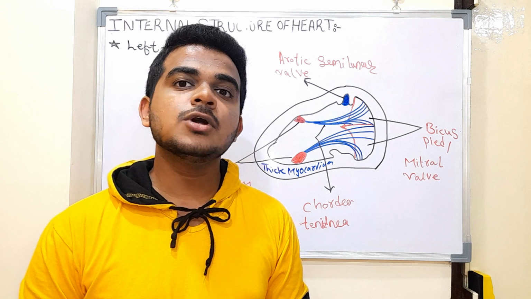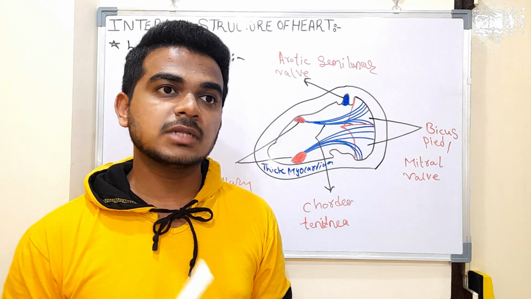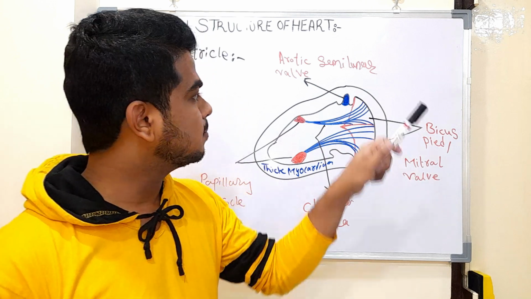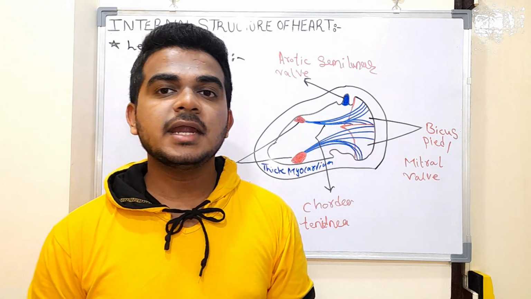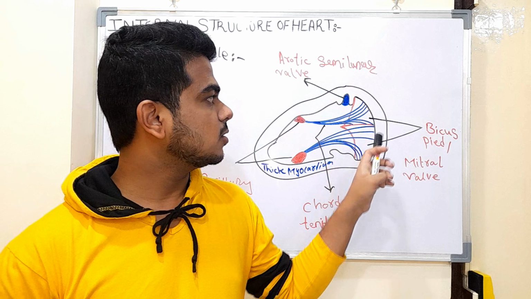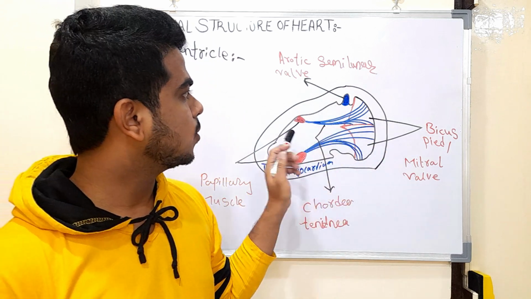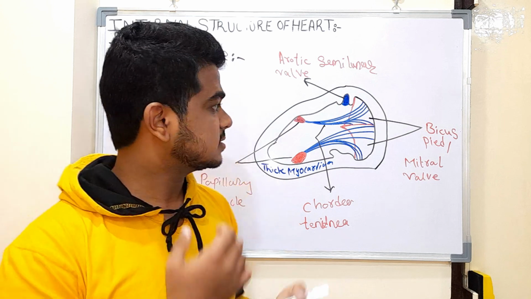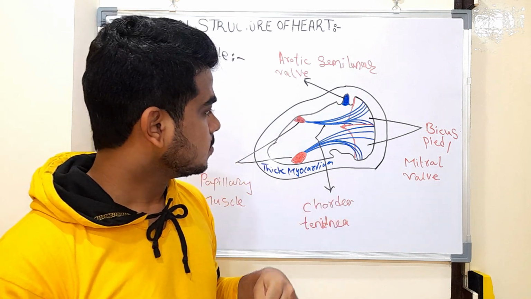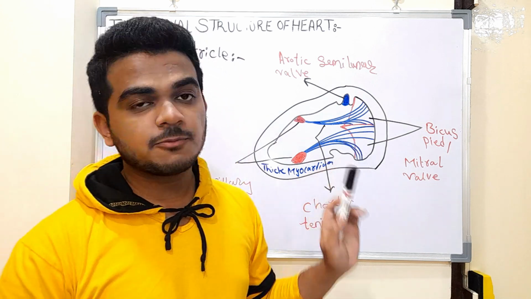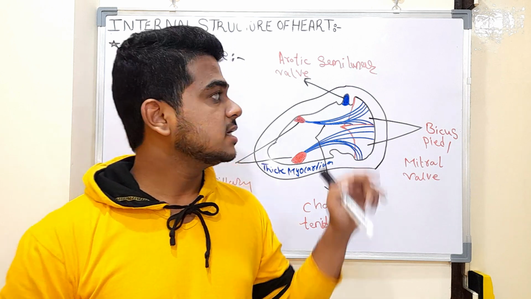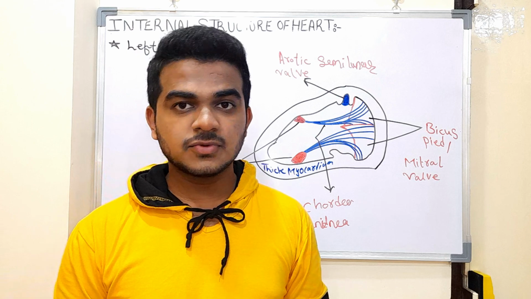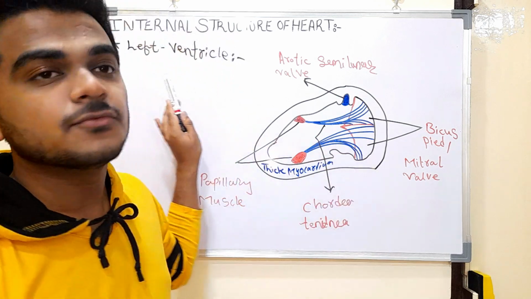The left ventricle forms the left surface, the left border of the heart, and it also makes the apex of the heart. As I told you, the maximum part, 98% of the apex of the heart, is formed by the left ventricle, and the inferior surface of the heart is also formed by the left ventricle. As well as the apex, inferior surface, and left border, the maximum diaphragmatic surface is also formed by the left ventricle.